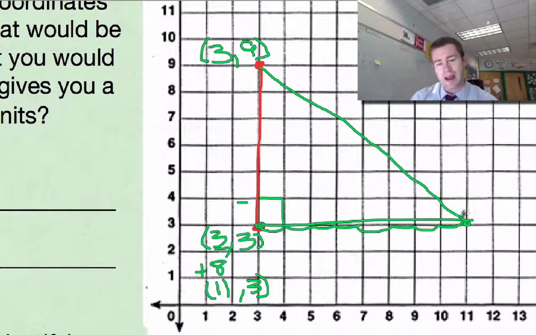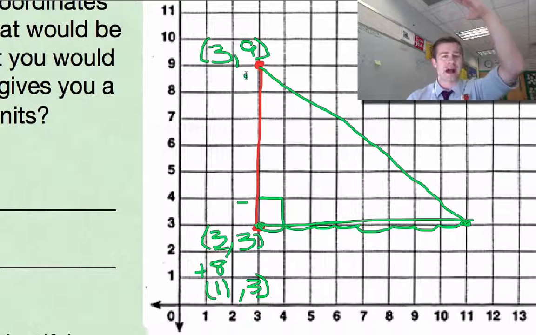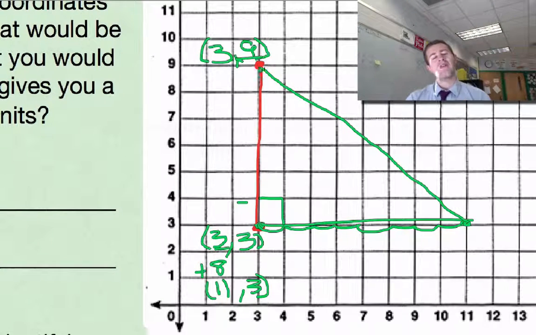If I'm going to the right, I'm going to add x units. If I'm going to the left, I'm going to be taking away those units. If I'm going up vertically, I am increasing, so I'm going to add to my y value. If I'm going down, I'm decreasing, and so I'm going to subtract from that. Okay, being sure that I'm visually understanding what that means.